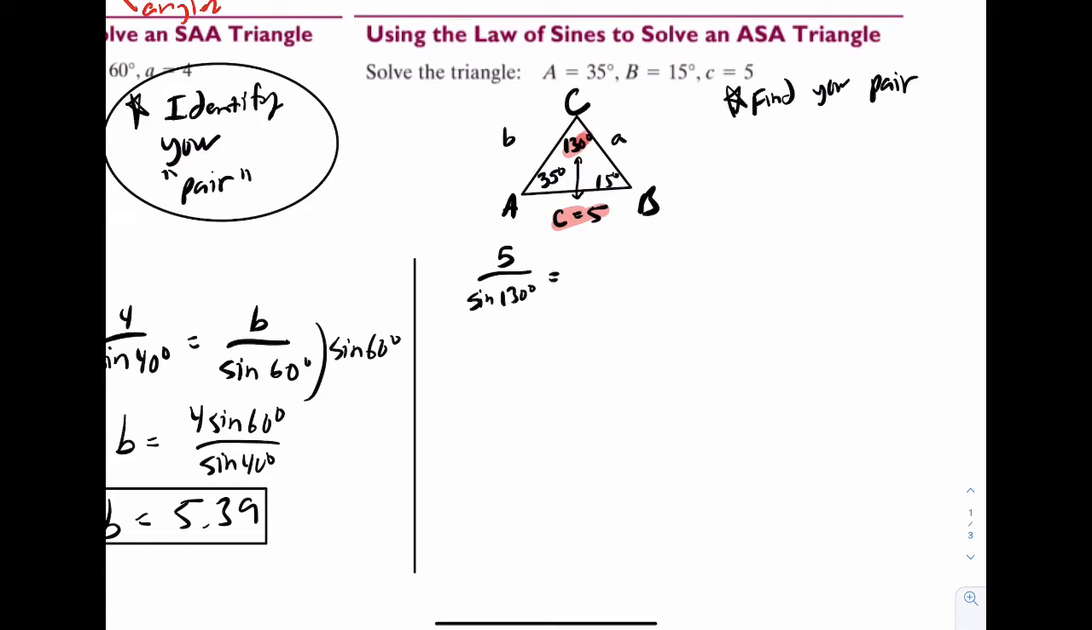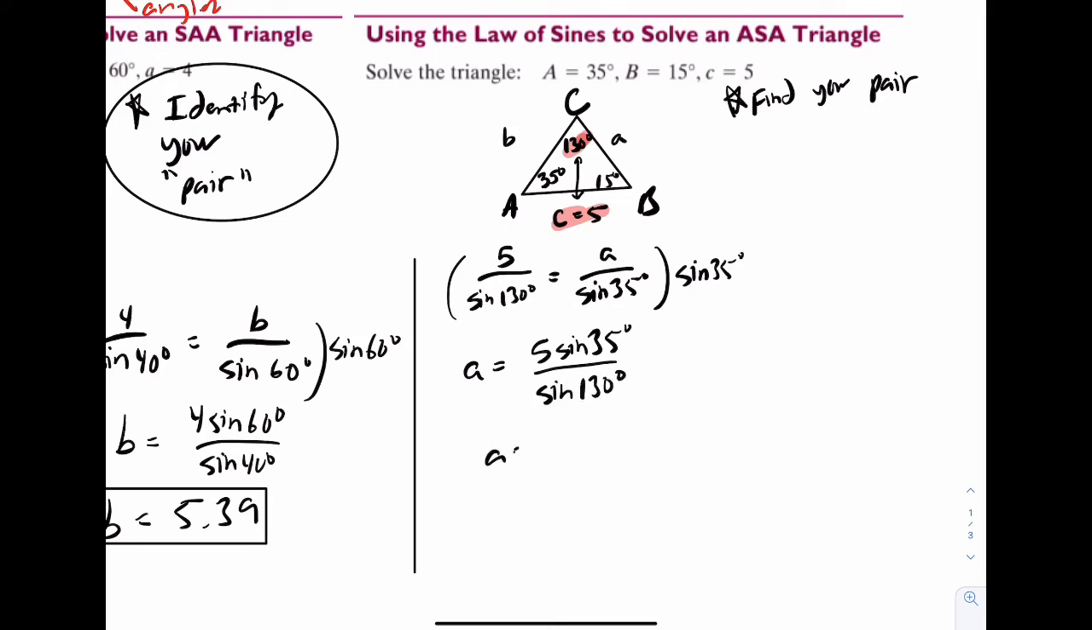This should be equal to, now pick a letter you want to find. Let's say you want to find A. A over sine 35. Let's solve. Multiply both sides by sine 35. So A should equal 5 sine 35, all divided by sine of 130 degrees. So A must be 3.74. Let's throw that in, 3.74.